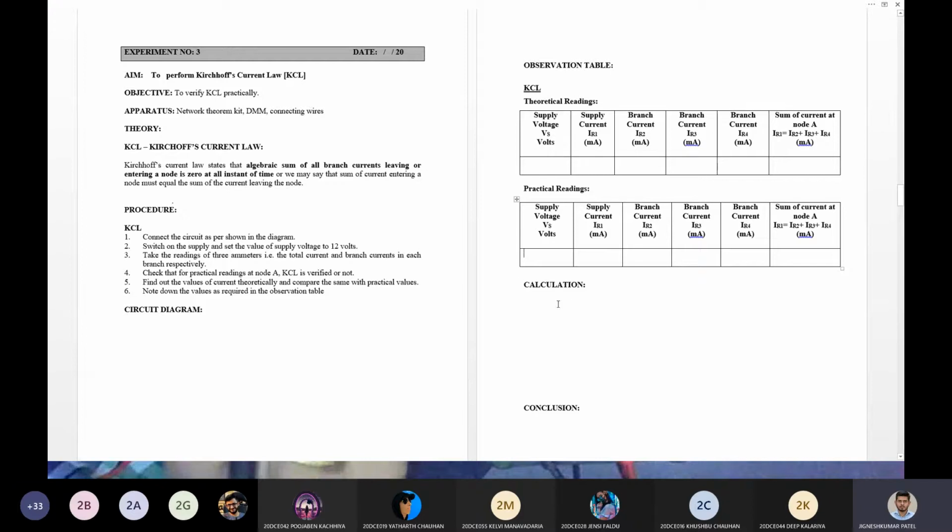You have to write down the theoretical calculation that you perform over here. Or what you can do is do it in your notebook and paste a photograph over here. That will work.